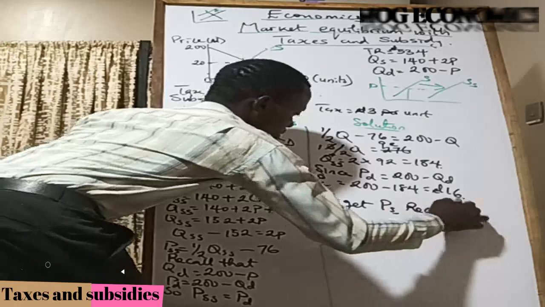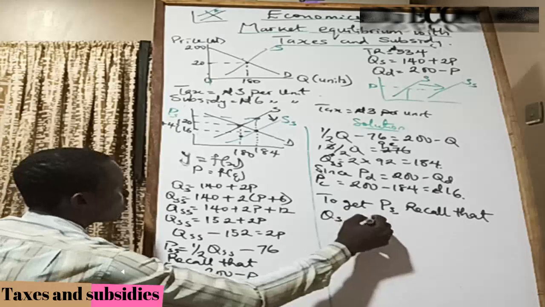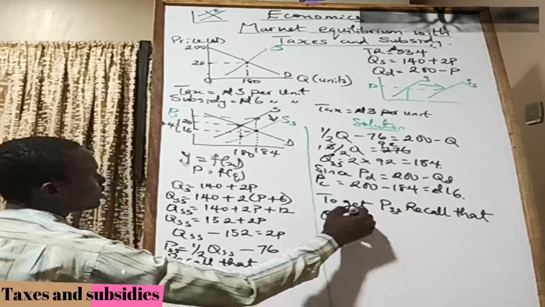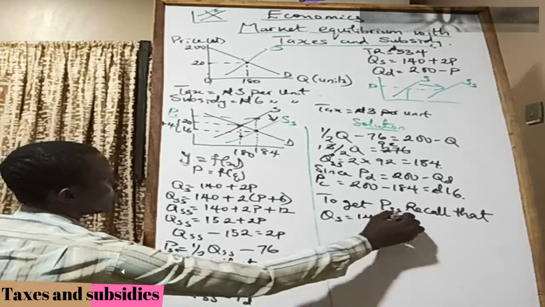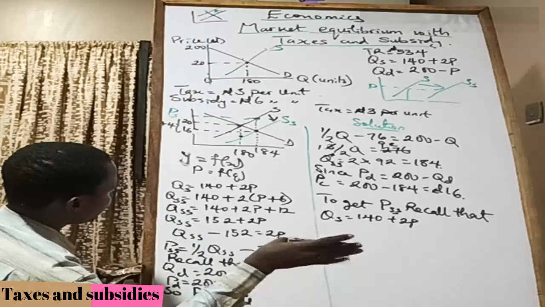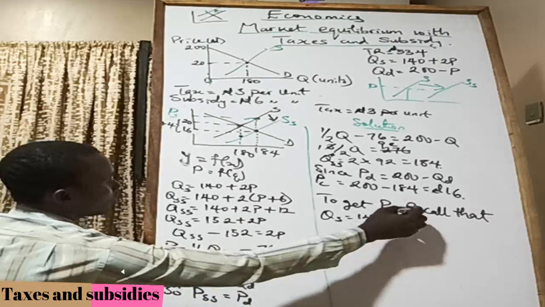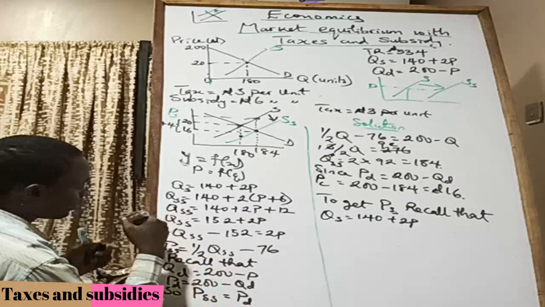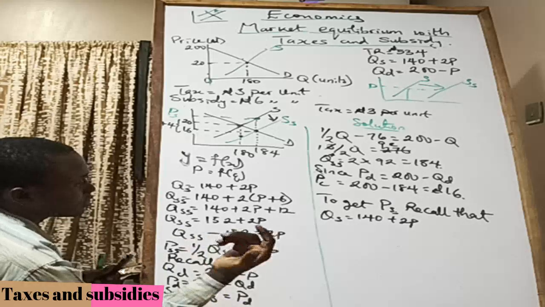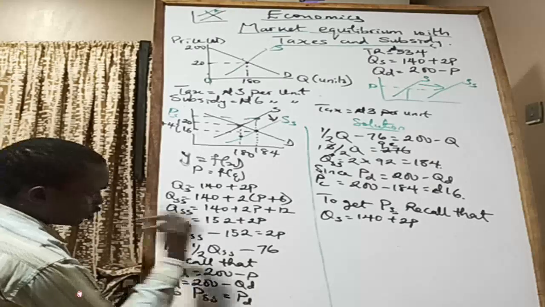Recall that QS equals 140 plus 2P. Let me just call it PS, since ordinary P stands for the price of stuff that was supplied. So PS is now going to be the subsidized price, the price that sellers are receiving after the subsidy was imposed. So we have this.